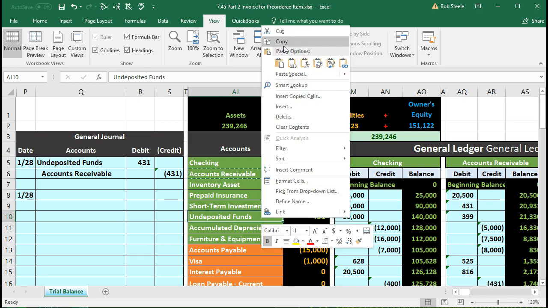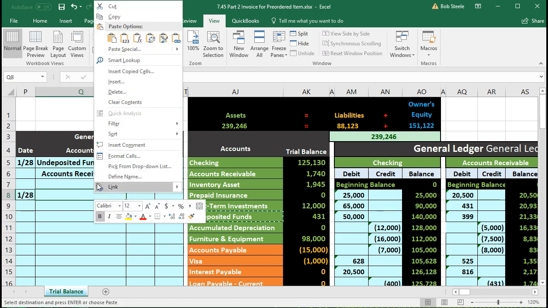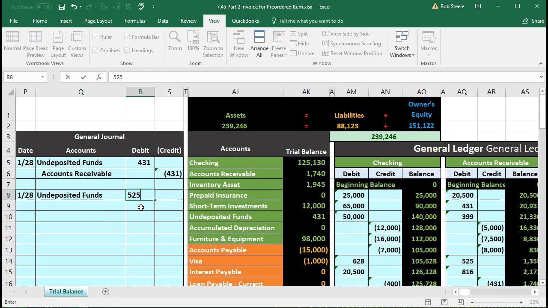So we're going to copy that. Put that in the top, undeposited funds, right click, paste 1, 2, 3. And the amount will be $525. We will then credit something in S9 for $525. I'm going to use the plug formula of negative of that number and enter. So there's the credit.